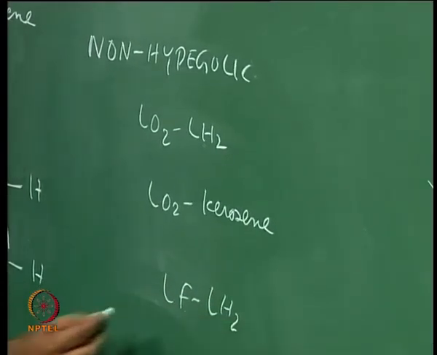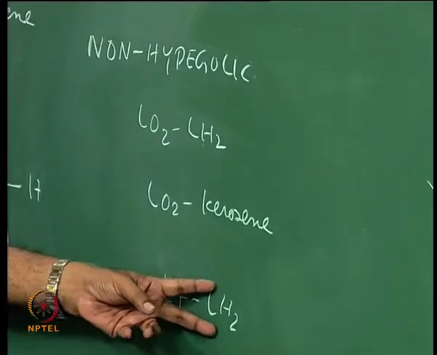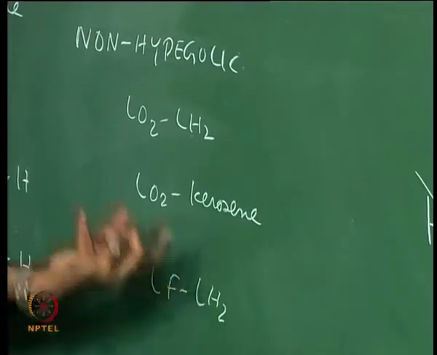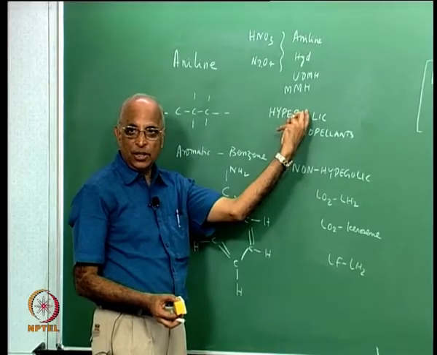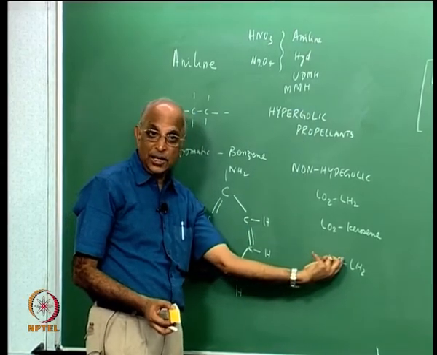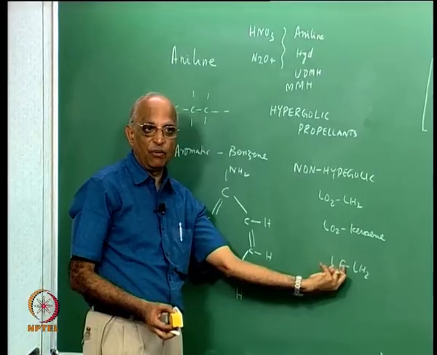The only exception is liquid fluorine and liquid hydrogen. Liquid fluorine is so reactive that it will react with anything, even the container, therefore it also comes in the category of hypergolic, but mind you, it does not contain an amine; it comes from the reactivity of fluorine itself.